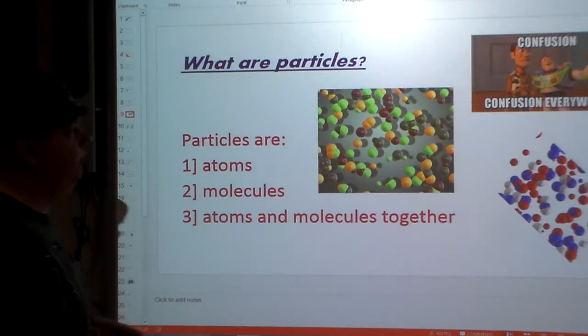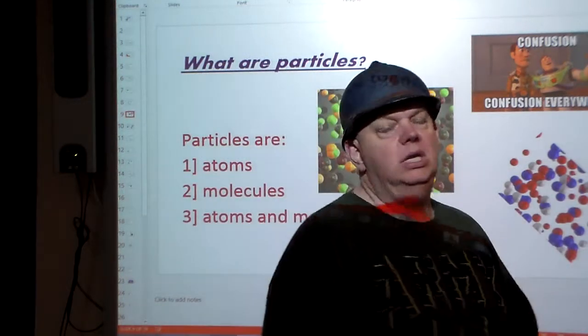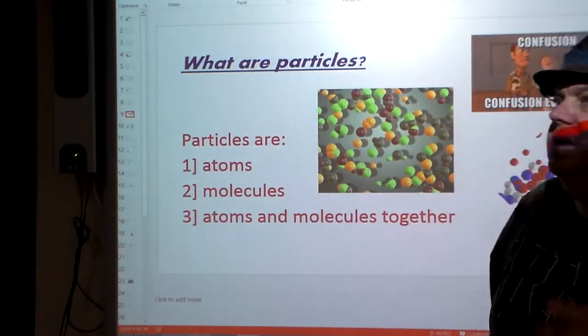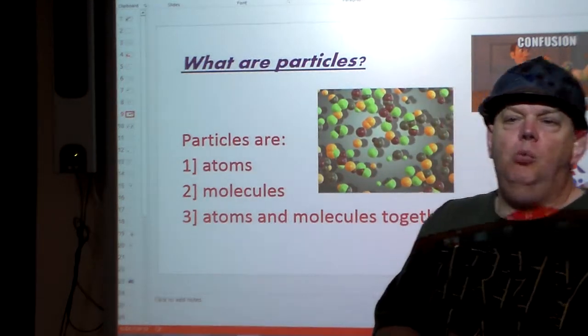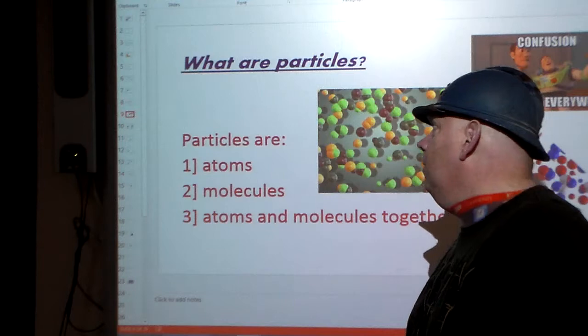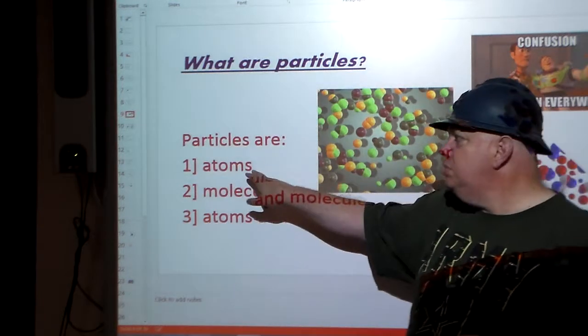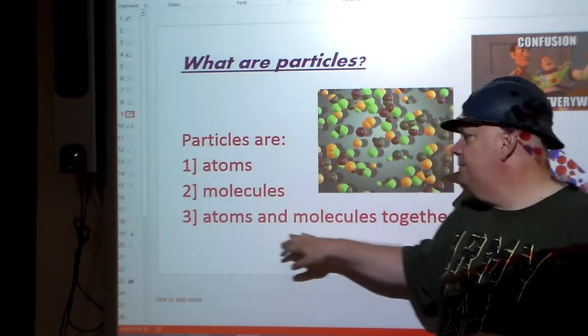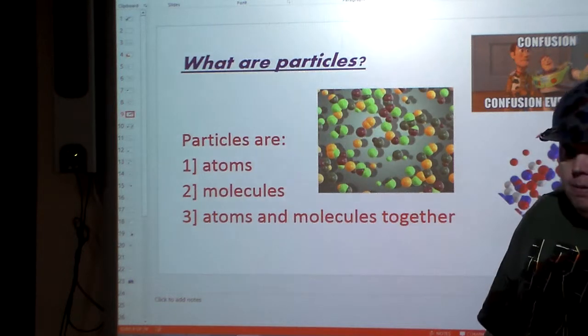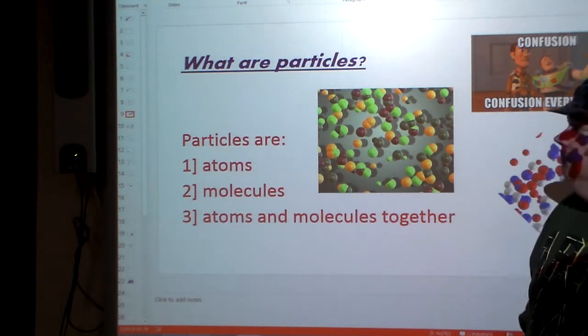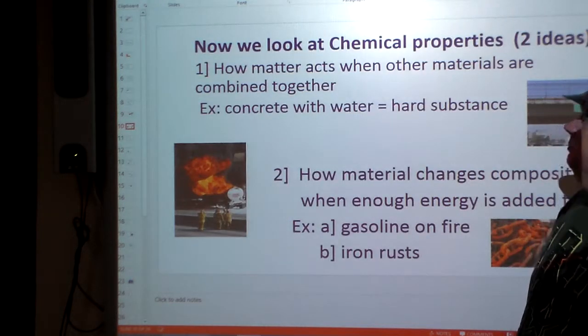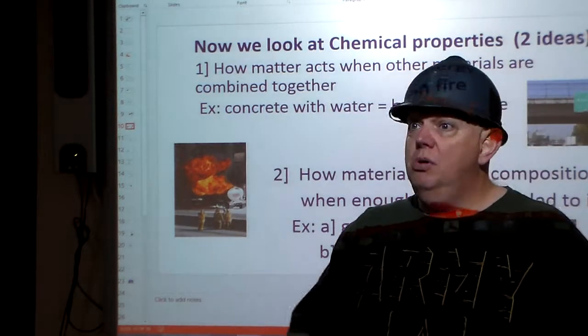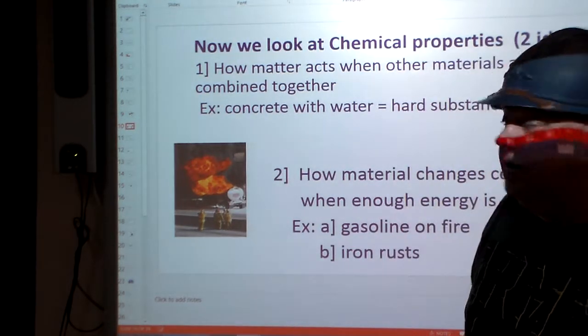What are particles? This is a very important idea in chemistry for us. Particles is a term that we are going to use throughout the year. Particles are either atoms, molecules, or atoms and molecules together. That's what particles are. So we looked at a number of things, the physical properties.